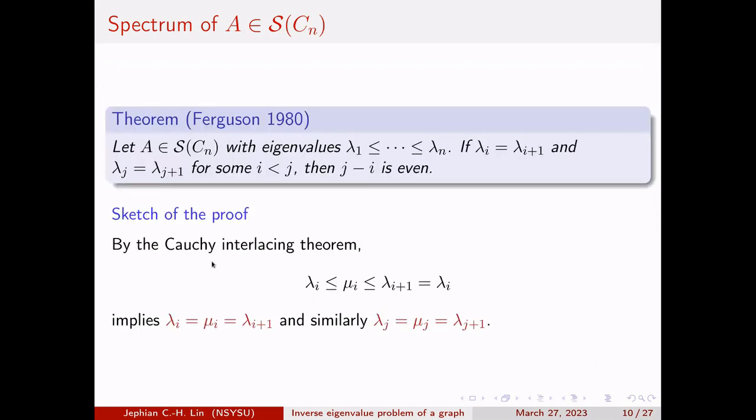Now, according to the Cauchy interlacing theorem, if the bigger matrix has an eigenvalue of multiplicity 2, then the smaller matrix also has the same eigenvalue. So if this happens, then mu I must also be the same eigenvalue. And you know this eigenvalue has multiplicity 1 because it is an eigenvalue of a path matrix. It is a matrix of a path, so it has multiplicity 1.